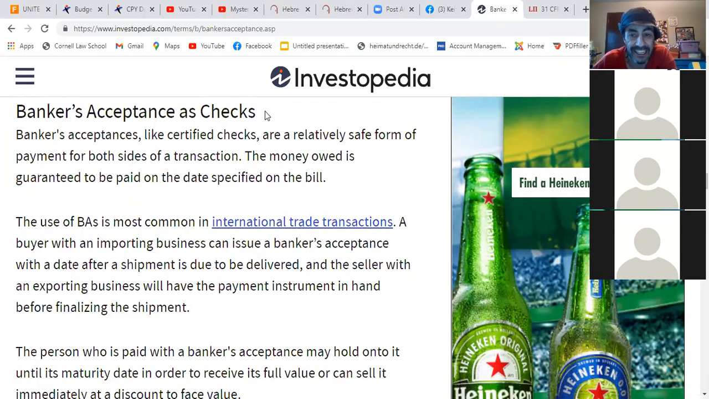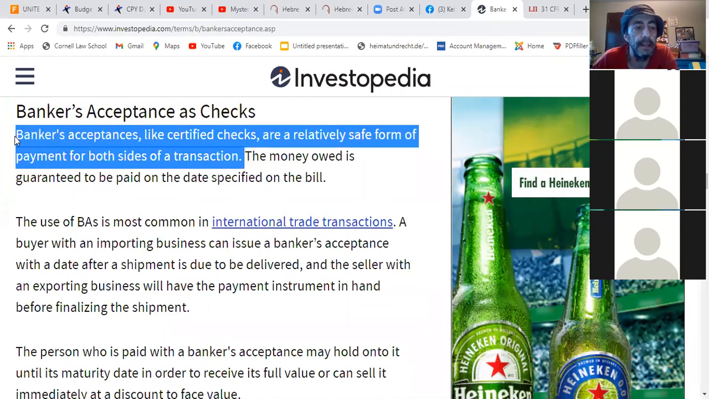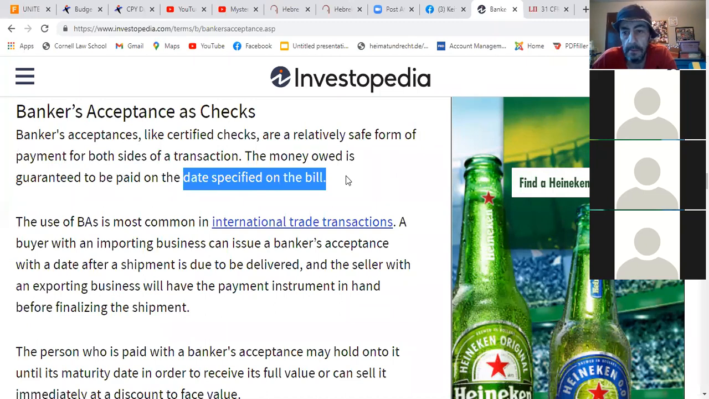Bankers' acceptance as checks. Remember we spoke earlier of a post-dated check. Now we're talking as checks because it's about the dates and times that you put on there, the names and the locations and the assets and the transfer values. Bankers' acceptances are like certified checks, not just any old check, a certified check. They are a relatively safe form of payment for both sides of a transaction because it cannot be accepted unless all of the terms and conditions on it are qualified. The money owed is guaranteed to be paid on the date specified on the bill.